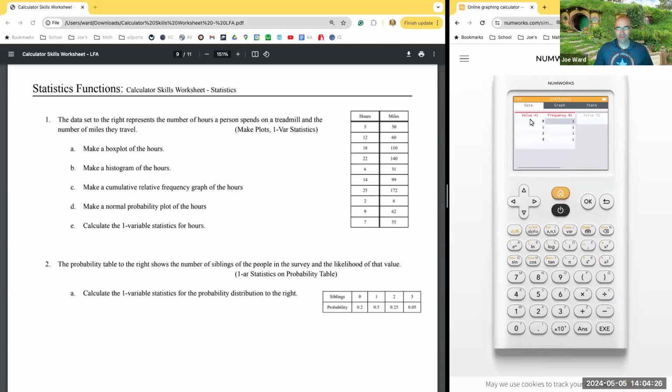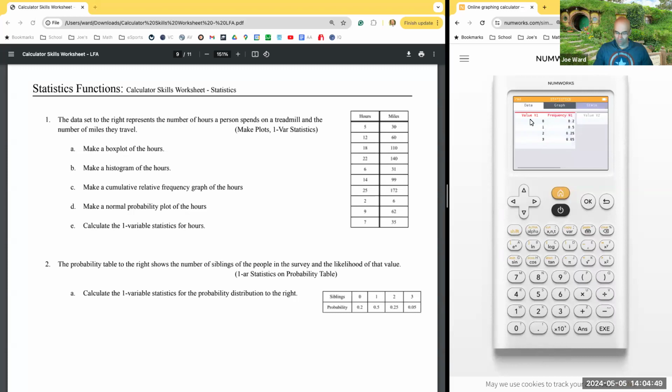But the frequency of these is no longer 1. It's 20% of the people have 0 siblings, 50% of the people have 1 sibling, 25% of the people have 2 siblings, and 5% of the people have 3. And this is just in our sample set. Of course, this is not true for the population of the world, but in our sample, we have this data.